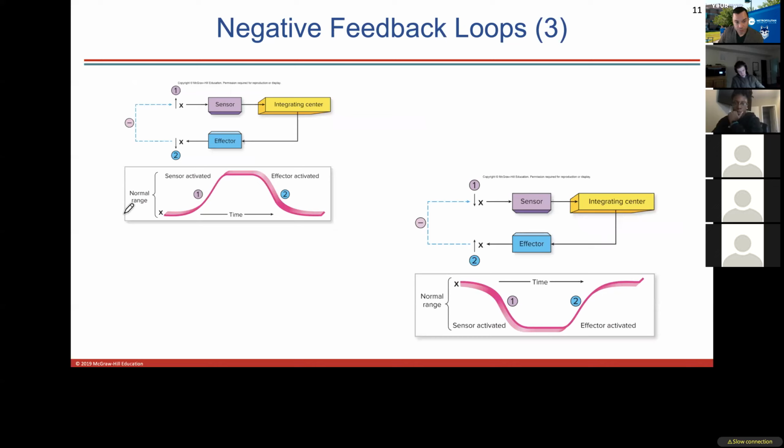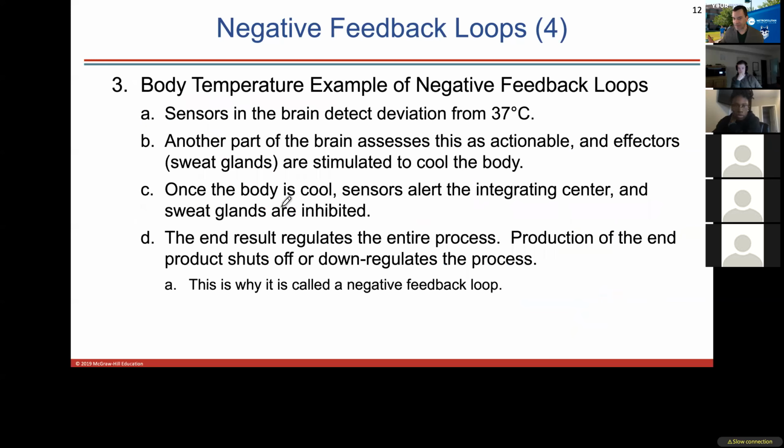And they all have a normal range, and there's a sensor, and the sensor detects it when it starts to get above its normal homeostatic range. And then it senses it, sends it to the integrating center, and then we get an effect. Okay? And that's what they're just trying to show you here over and over and over again on these two little bitty pictures. Again, body temperature, like I say, is a really good example here of it.